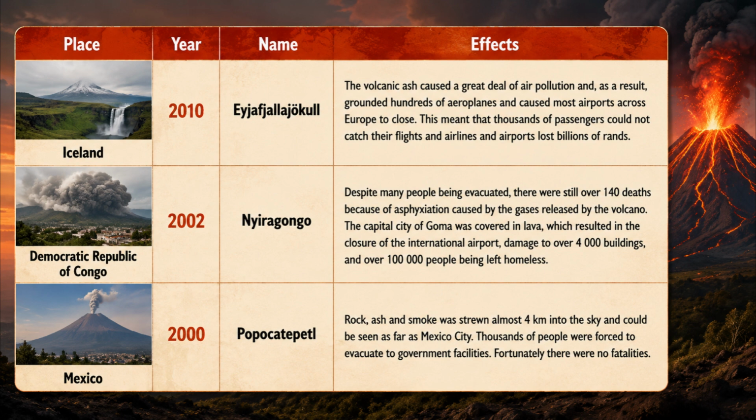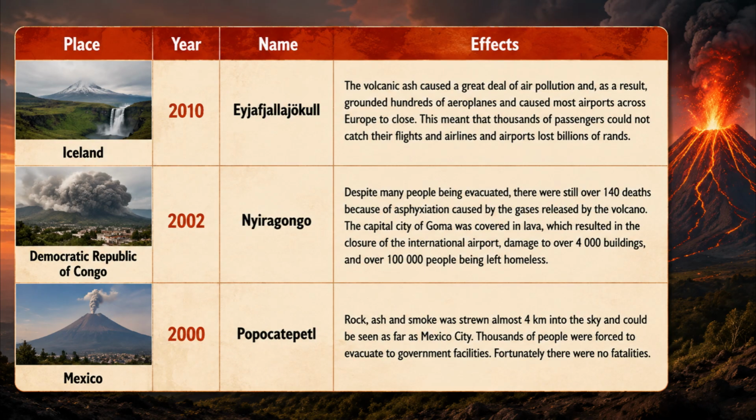Democratic Republic of Congo. 2002. Despite many people being evacuated, there were still over 140 deaths because of asphyxiation caused by the gases released by the volcano. The capital city of Goma was covered in lava, which resulted in the closure of the international airport, damage to over 4,000 buildings, and over 100,000 people being left homeless.